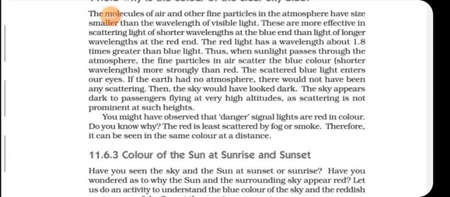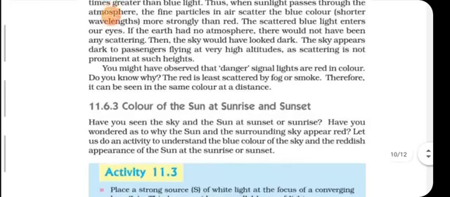And the red color light is used for danger signals because it is least scattered by fog or smoke. Therefore, it can be seen in the same color at a distance. Okay, I hope you are clear with this, students.